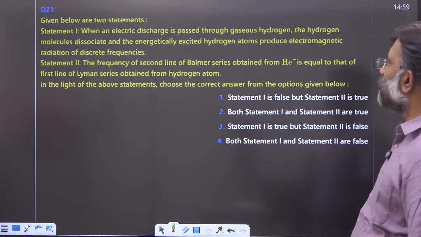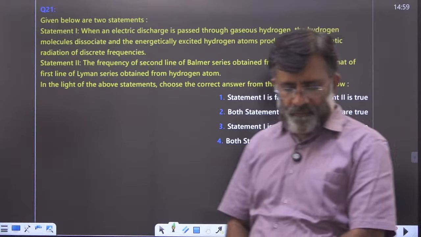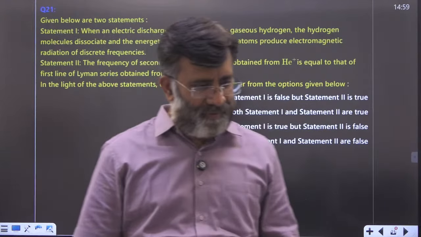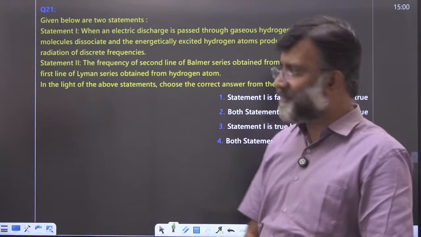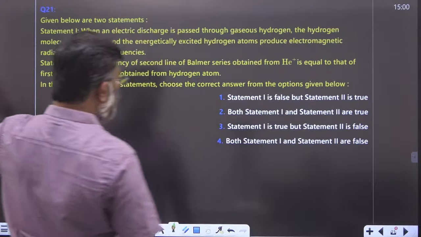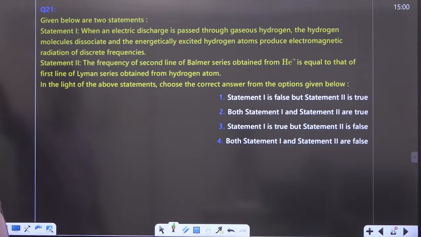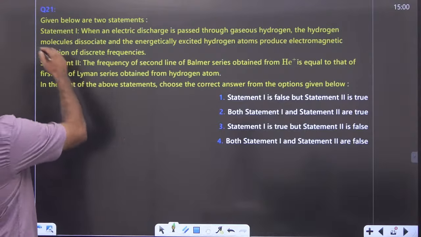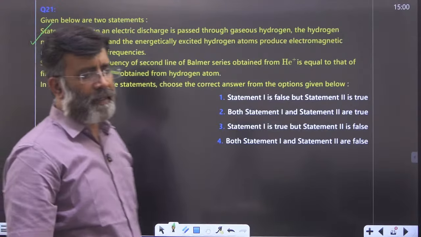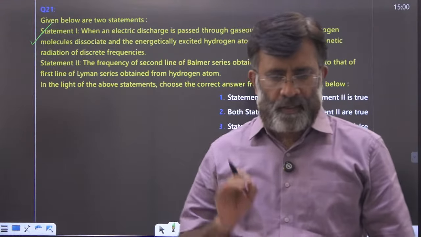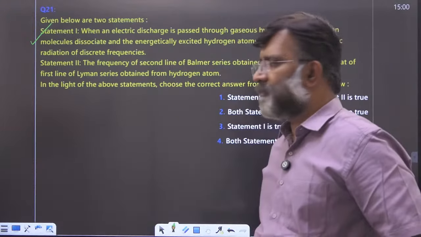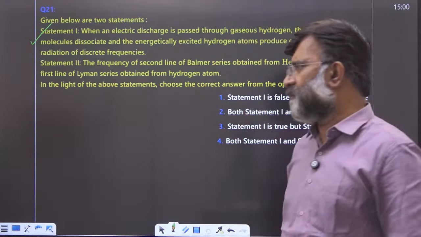Next, 21st question. Statement based question. When an electric discharge is passed through gaseous hydrogen, the molecule dissociates and the energetically excited hydrogen atoms produce electromagnetic radiation of discrete frequency. True statement, atomic spectra. Refer to the statement from the textbook itself.